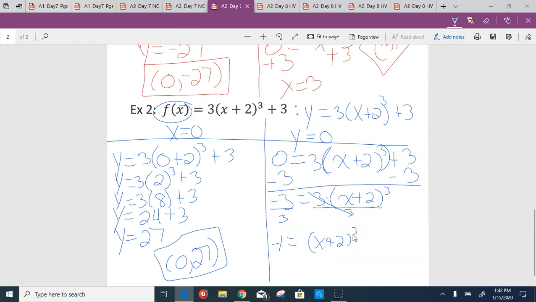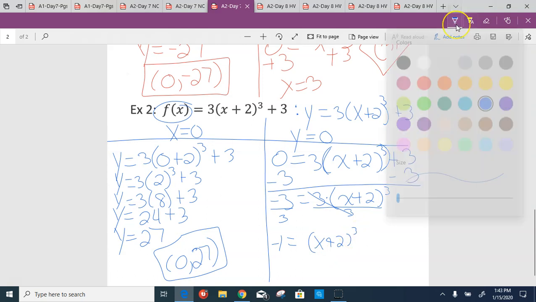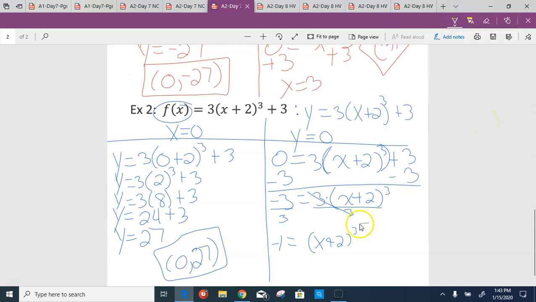Okay, great. But I need to get the x by itself, which means I have to get rid of that third power. Well, what gets rid of raising something to the third power? The cube root. Cube root on the right, cube root on the left side. Sorry, my 3 looks all messed up. The cube root of negative 1 is negative 1. x plus 2 cubed and cube rooted, those cancel out because they're inverses. And I'm left with just x plus 2.